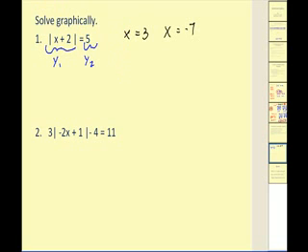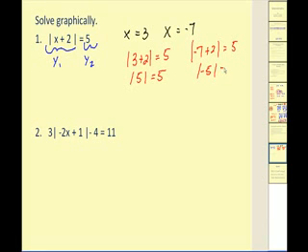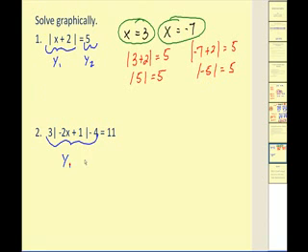That was pretty quick and painless, but let's go ahead and check our work. First, x is equal to 3, which satisfies the equation. Next, x is negative 7, and the absolute value of negative 5 is 5, so both solutions check. Let's try one more. Now in this one, again, we do not have to isolate the absolute value for solving graphically. This will be y1, and this will be y2.